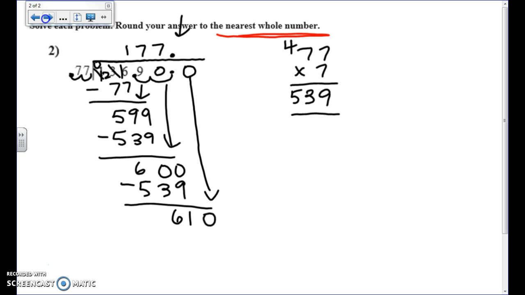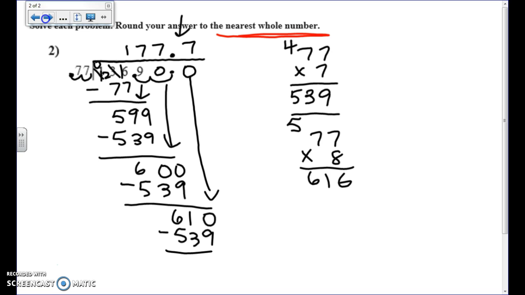And again, I'm getting close, but I think 77 is going to go into 610 7 times, not exactly, but 7 times with a little extra. I can try 8 to see if it'll fit 8 times if I want to. 616, so it doesn't quite. But really, the difference between 7 and 8 when I'm rounding is not important because I know that 7 or 8 will round my whole number up to the next number. So it looks to me like I had 71.